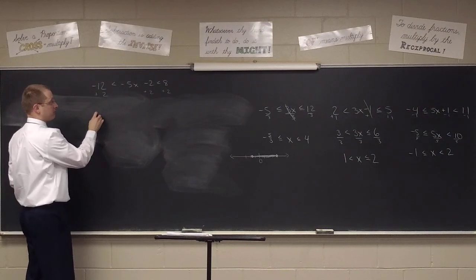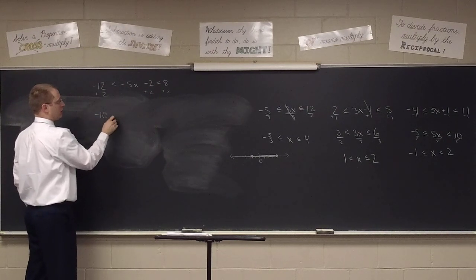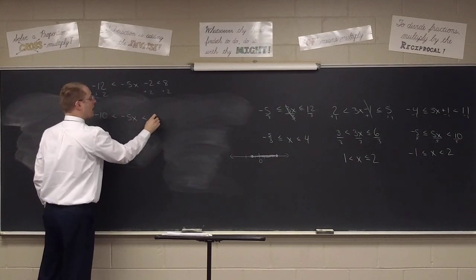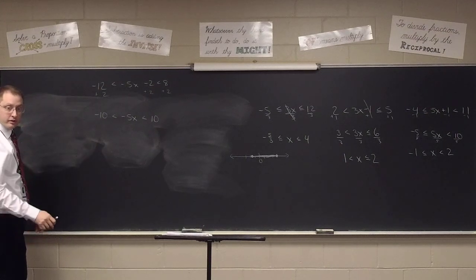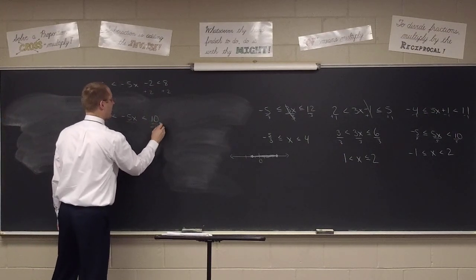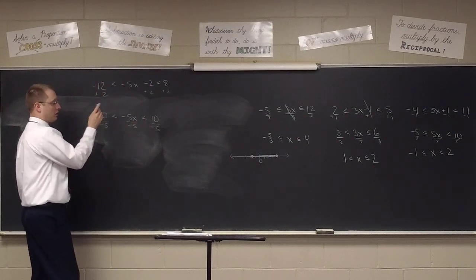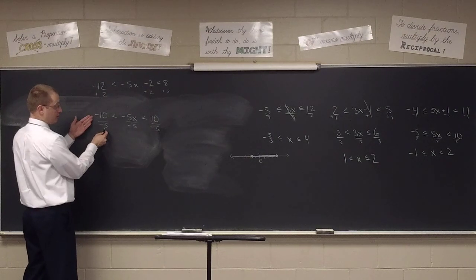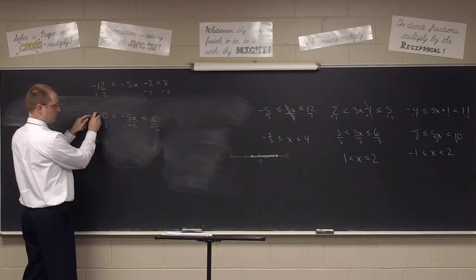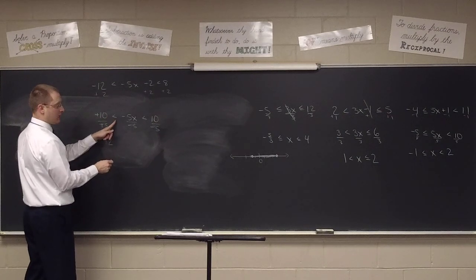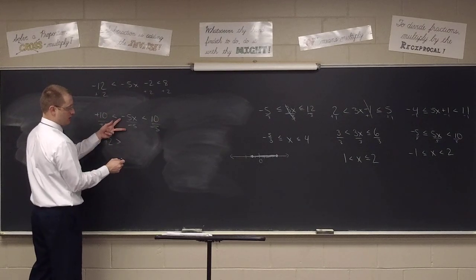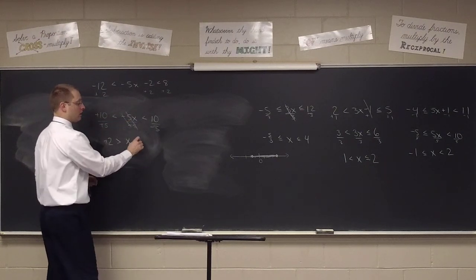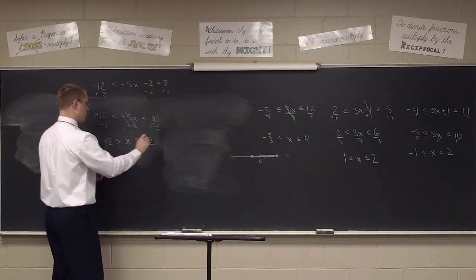That's going to give me 10, negative 10 is less than negative 5x is less than 10. And then, of course, we have to get rid of the negative 5 by dividing it away. But anytime we divide by a negative, Noah, what do I have to do? Switch this inequality around. So here I get a positive 2, but this becomes a greater than, and this is just negative 2.